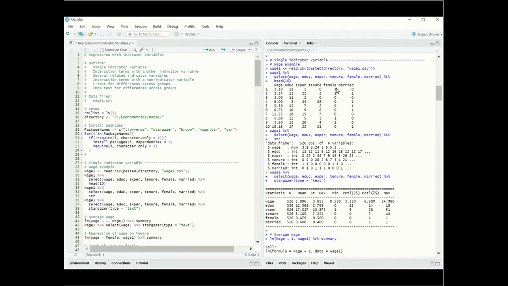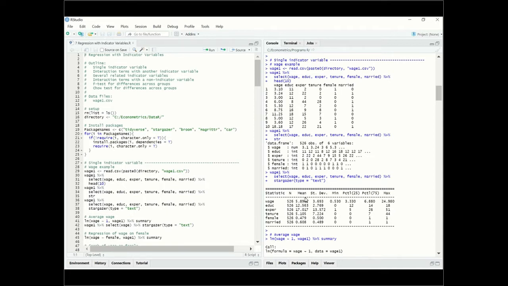So here, if the person is a female, it gets a 1. If the person is male, it gets a 0. And if the person is married, it gets a 1. If the person is not married, it gets a 0. So these two are indicator or dummy variables. We have 526 observations, and the 6 variables that we selected here; these are again the first few observations.